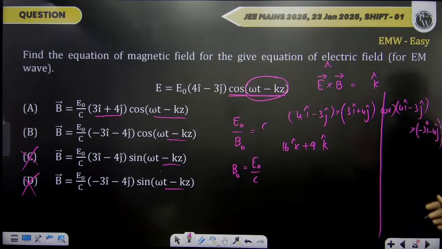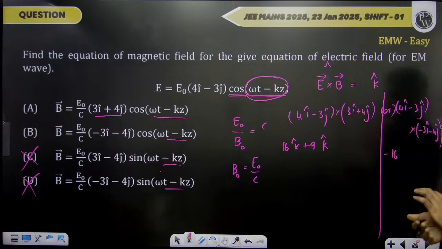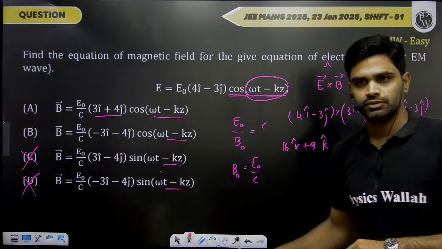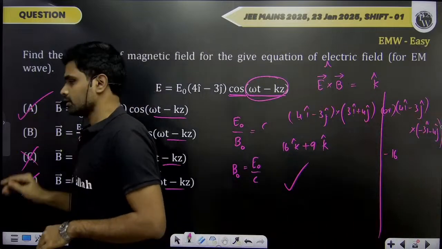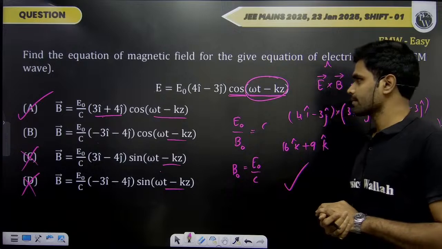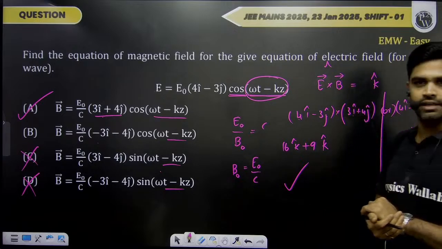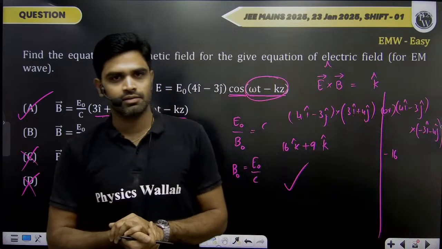Or look at this, 4 into minus 3, 0, 4 into minus 4, minus 16. So this will give us minus k cap. So this is the k cap. So your option is correct. So that's it from physics. Next, Amitabh sir will be discussing maths questions.